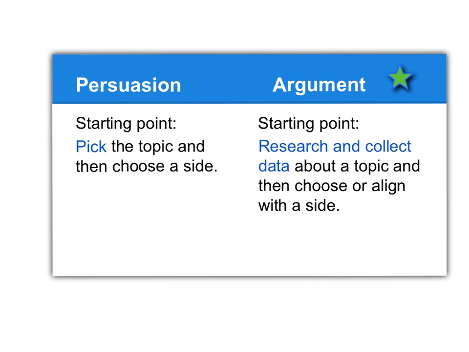For persuasion, your starting point is really that you just pick the topic and you choose a side. For argument, your starting point is actually to research and collect data about your chosen topic and then choose or align with a side. For your purposes, you'll have a choice of topics within your particular assignment, but you're going to want to do your research first and figure out which side you align with more closely, and then start your writing from there, as opposed to just going off the top of your head or just off of prior knowledge or opinion.